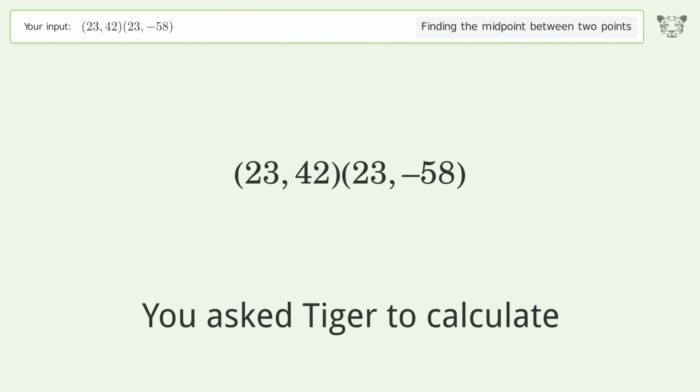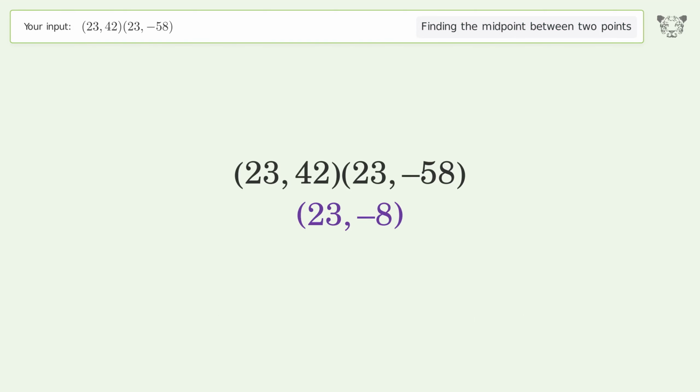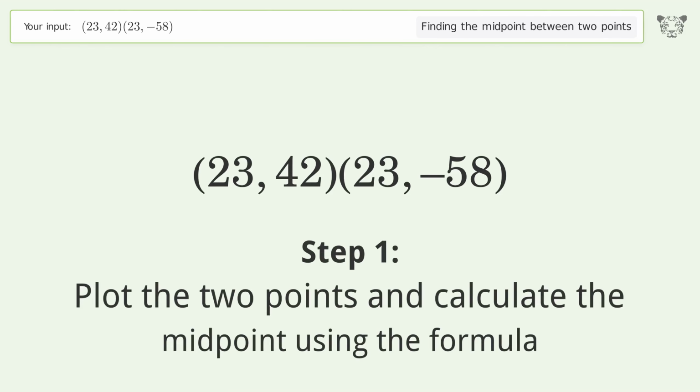You ask Tiger to calculate. This deals with finding the midpoint between 2 points. The midpoint between the 2 points is 23, -8. Let's solve it step by step. Plot the 2 points and calculate the midpoint using the formula.